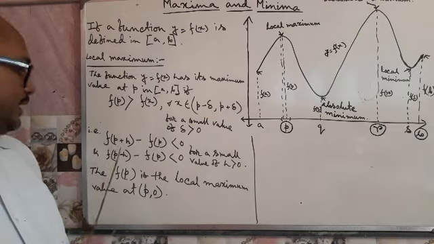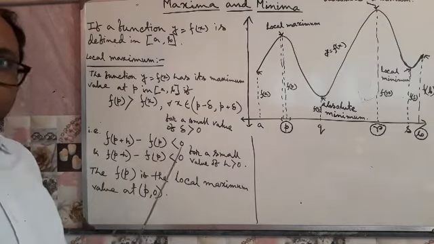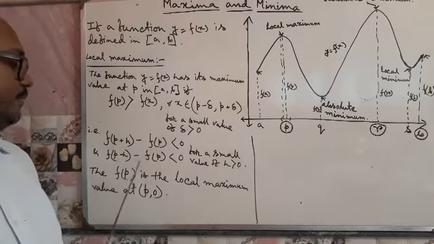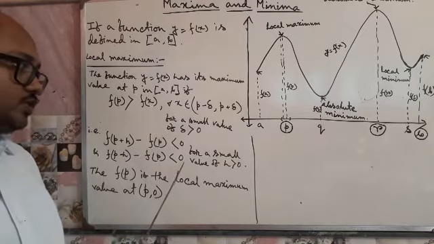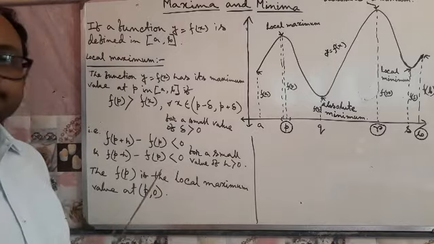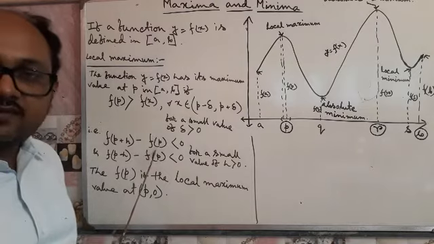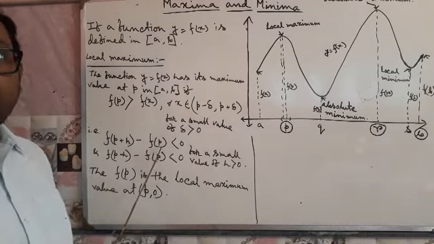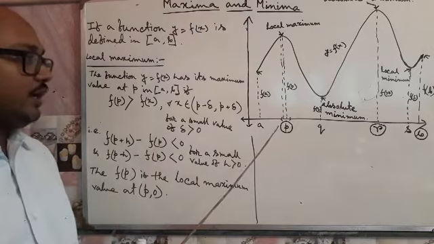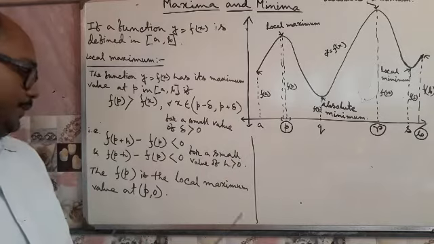Okay, that means as f of p is maximum, f of p plus h minus f of p will be less than 0. Maximum value is subtracted. Similarly, f of p minus h minus f of p is also less than 0 for a small value of h which is greater than 0. That means f of p, the functional value at the point p, is more than the functional value at the left hand point or at the right hand point of p.